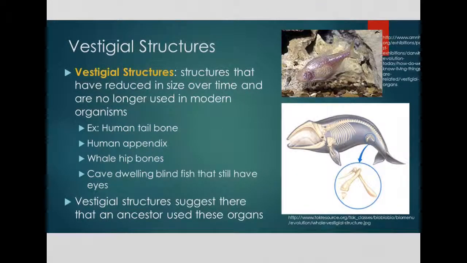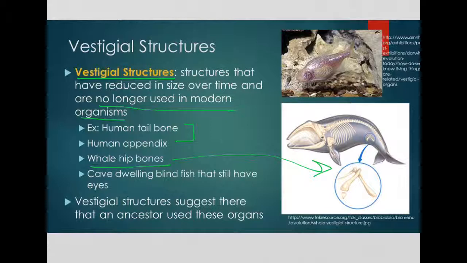Again, comparing anatomy, we have vestigial structures. These are structures that have over time reduced in size and are no longer used in the modern organisms the same way they were used in the ancestral organism. A couple of human examples, our tailbone and our appendix. We don't use them the same as our ancestors did. Whale hip bones. Whales have hip bones and yet they have no hips. So that's a vestigial structure.